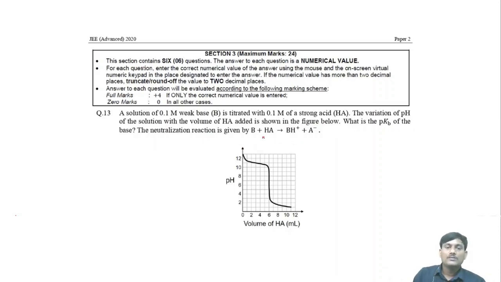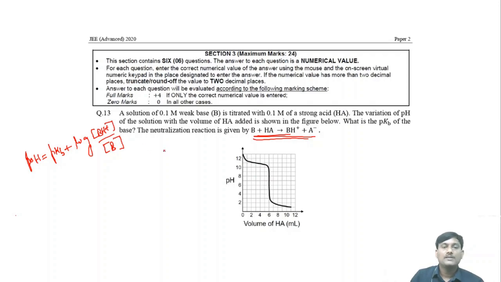So actually for this equation, what is the pOH value? pOH is equal to pKb plus log concentration of BH plus by concentration of B. Okay, this is the Henderson equation. According to the Henderson equation, for strong acid versus weak base, pOH is equal to pKb plus log BH plus concentration by B.